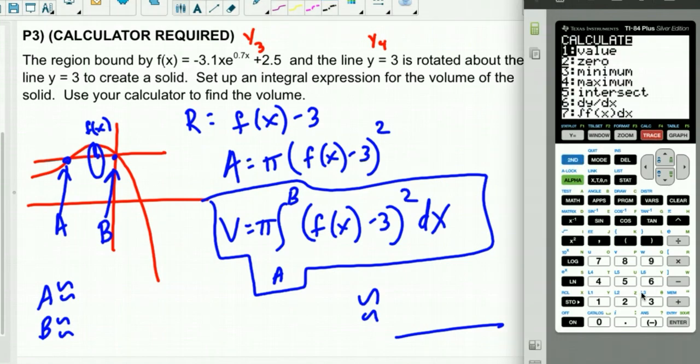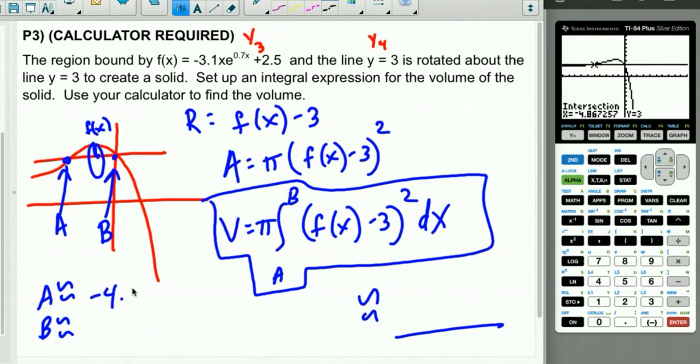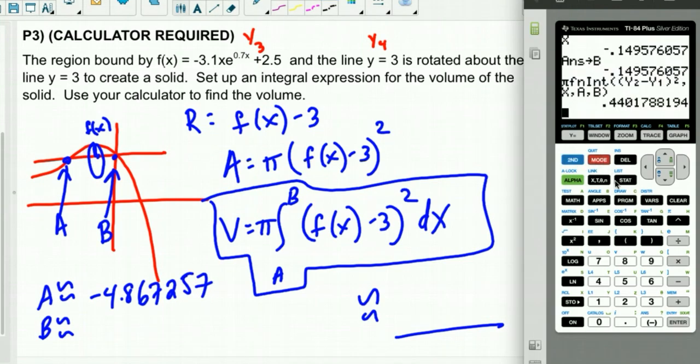Second, calc intersect, right? That's 5. I'm going to go to where the first one is. I always work left to right. It's not necessarily the smartest, but it's just how my brain rolls. All right, so I get this first one. I get that this is a negative 4.867257, and then don't forget to quit out and store that, right? So x store as alpha a.